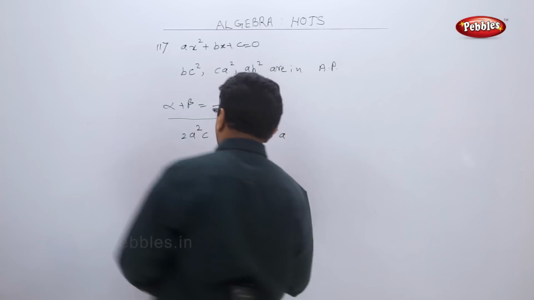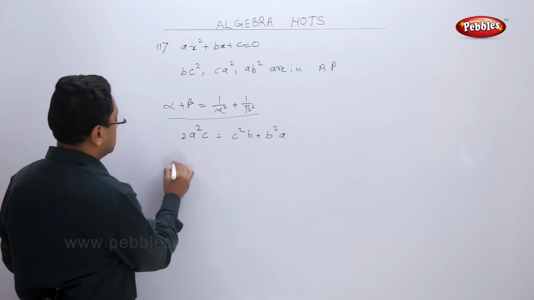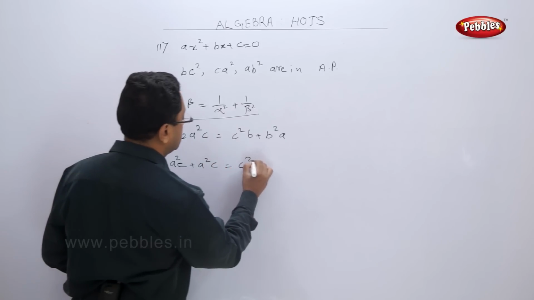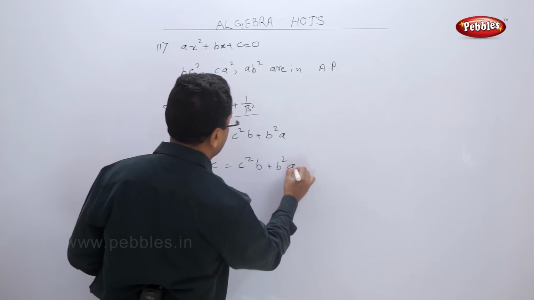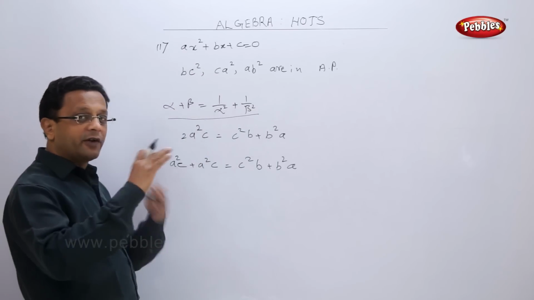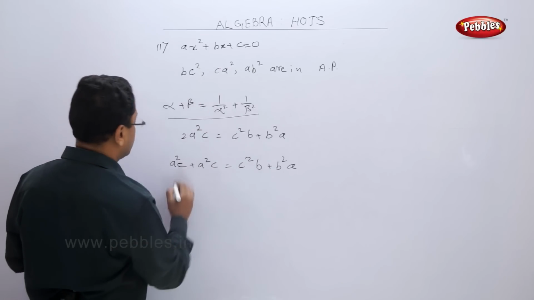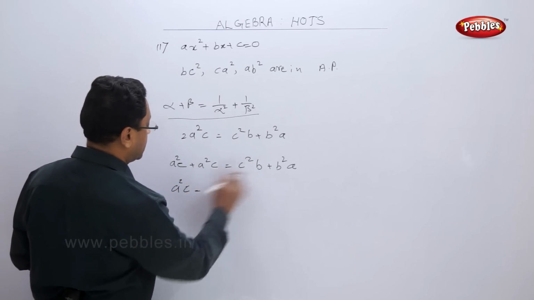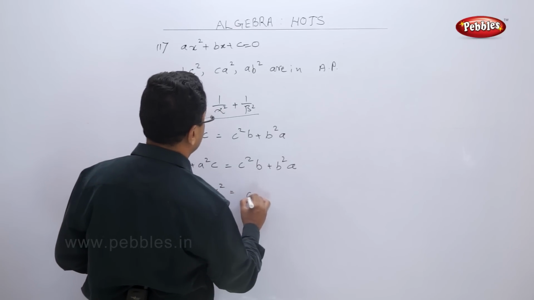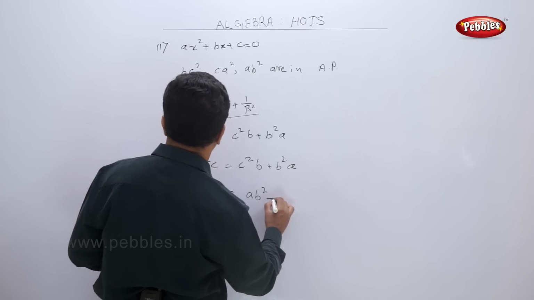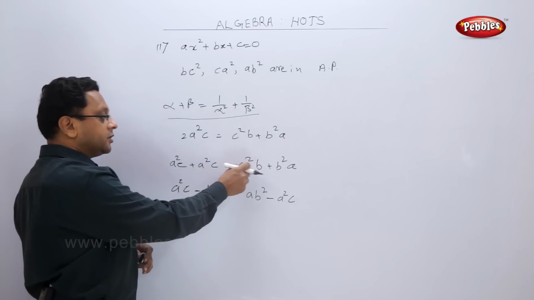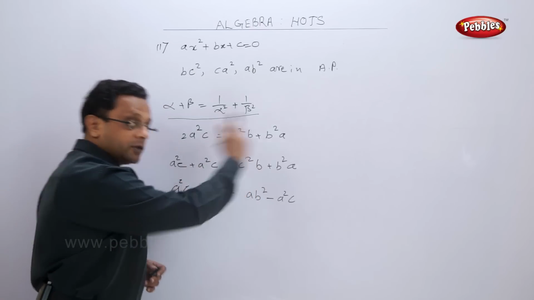Now 2a square c, that is a square c plus a square c, equal to c square b plus b square a. I have to just rearrange the terms. a square c minus, I'll take this, bc square is equal to ab square minus a square c. I am just taking this c square b this side and this a square c that side.